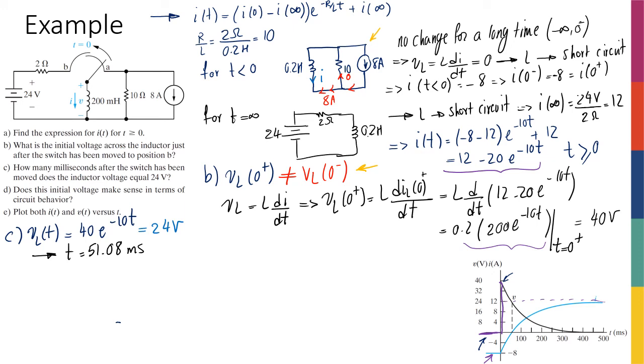Another form of this would be, what is the voltage at t equal to 1 second? All you need to do is plug in t equal to 1 and then find the value, e to the power of negative 10 times 40, and you will find the value of the voltage.